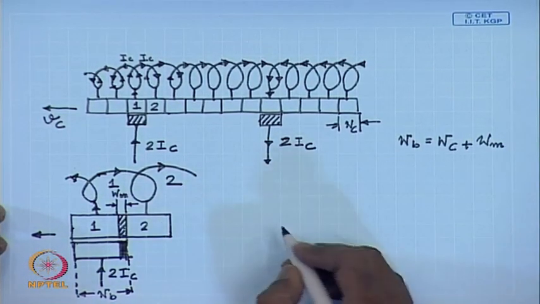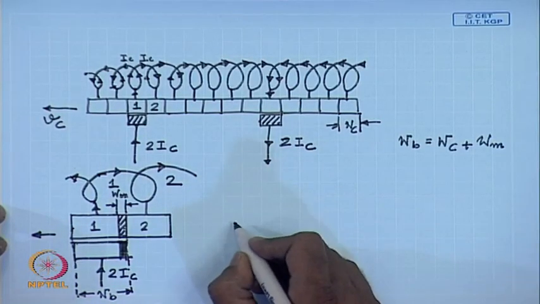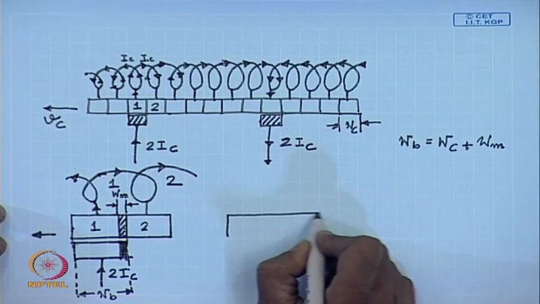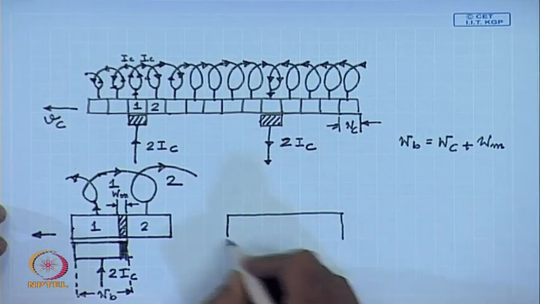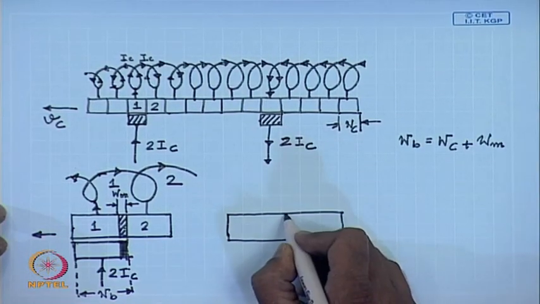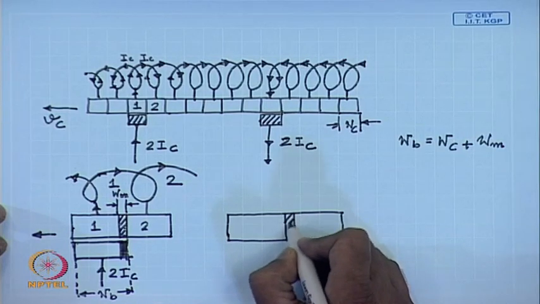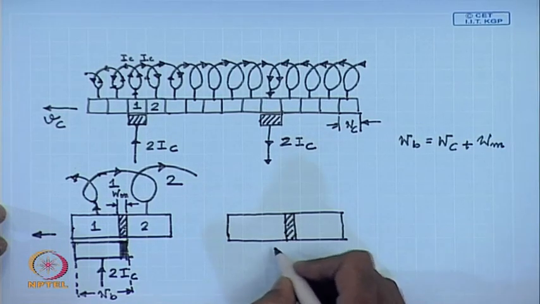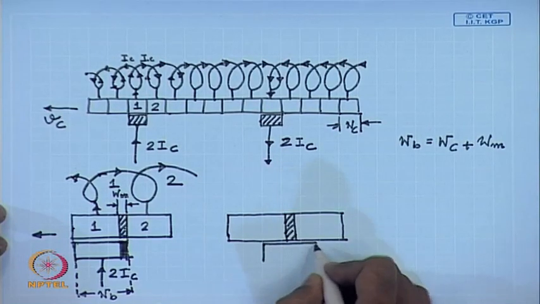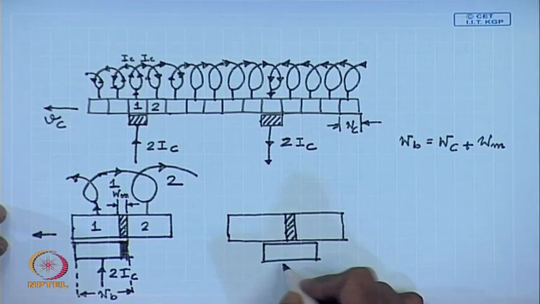After some time, the position of the brushes on the commutator will be as follows. This is the mica insulation. The brush would have moved, connecting both the commutators.